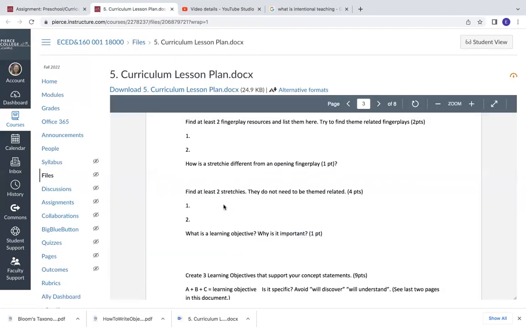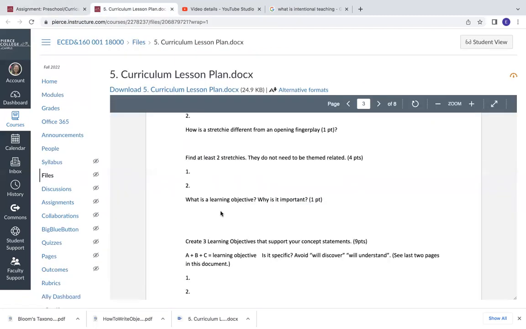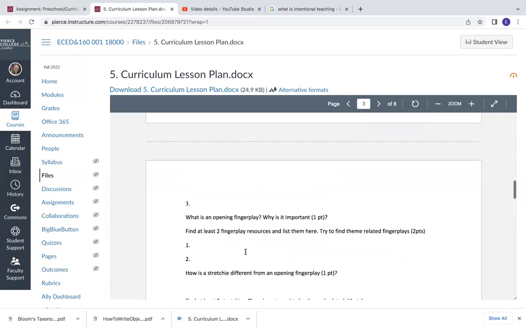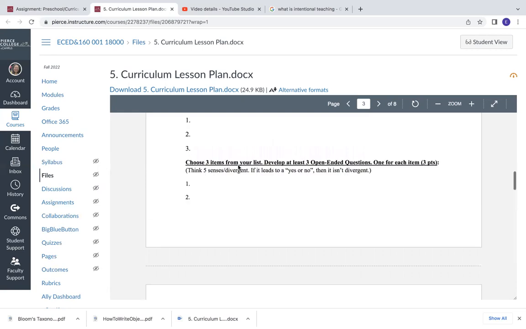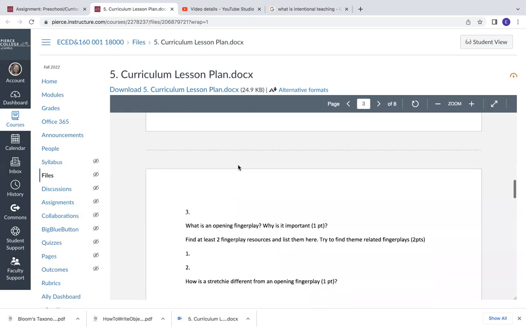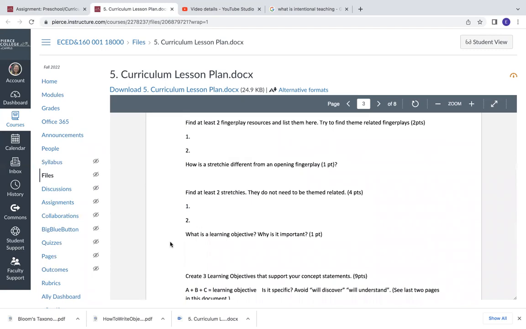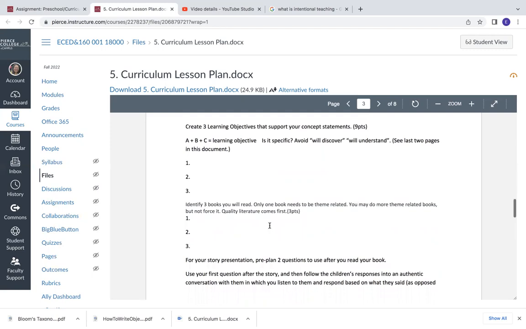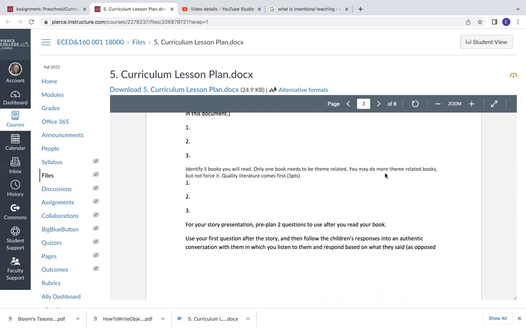And so in this curriculum lesson plan, you're going to define what a learning objective is and why it is important. And then down here, you're going to create 3 learning objectives that support your concept statements that you have developed up here. All right, so you can see how this is all flowing into each other and supporting each other. You're going to identify 3 books that you'll read. I would love to have the title and the author. You may do more theme related books, but don't force it if you can't.